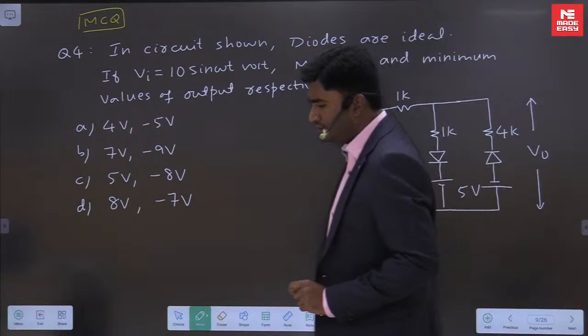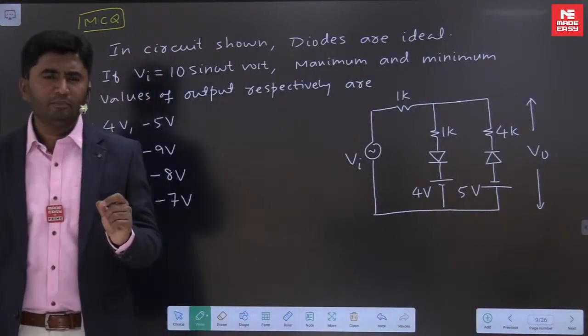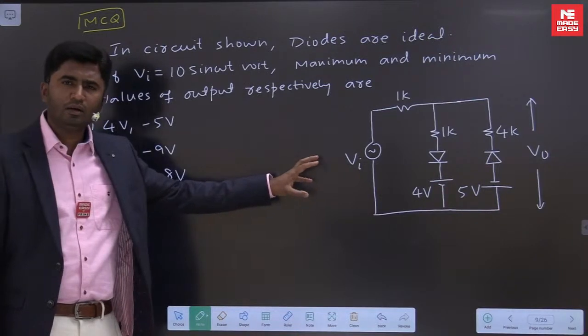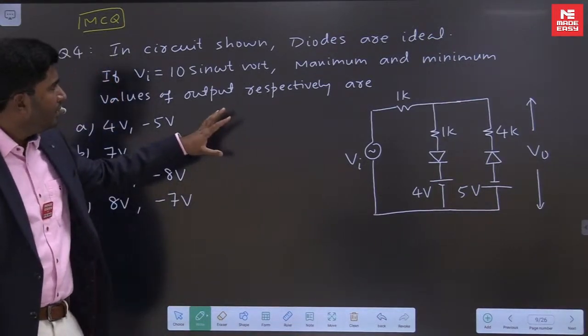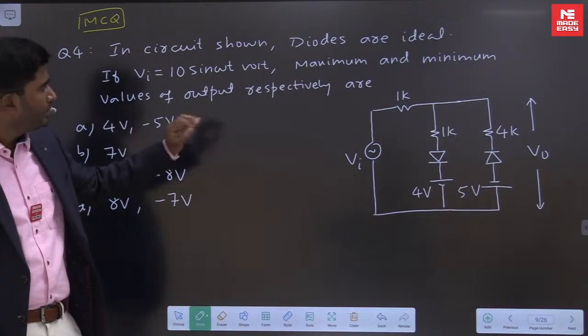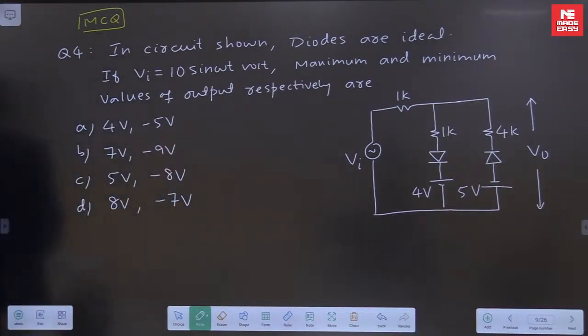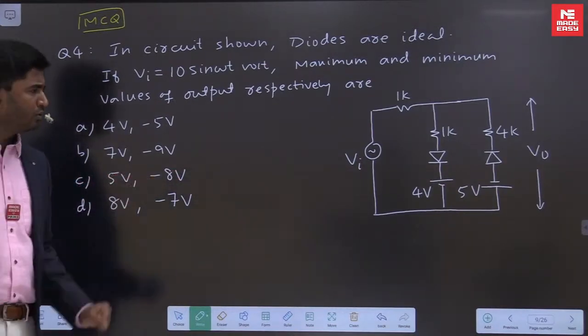Now please have a look at this. It is relatively a simpler one, a question based on diode circuit. Please read the question and give your answers. Please read the question once. In the circuit shown, diodes are ideal. Okay, and input is 10 sin omega t volt. We have to find maximum and minimum values of output. What is maximum output and what is minimum output?